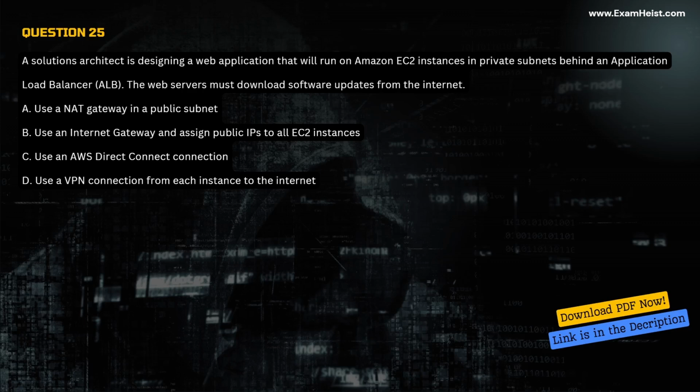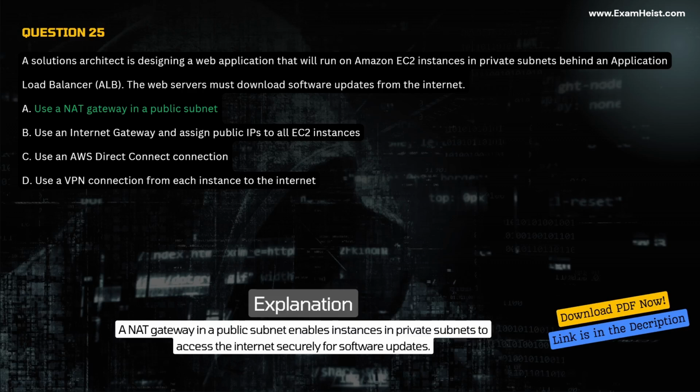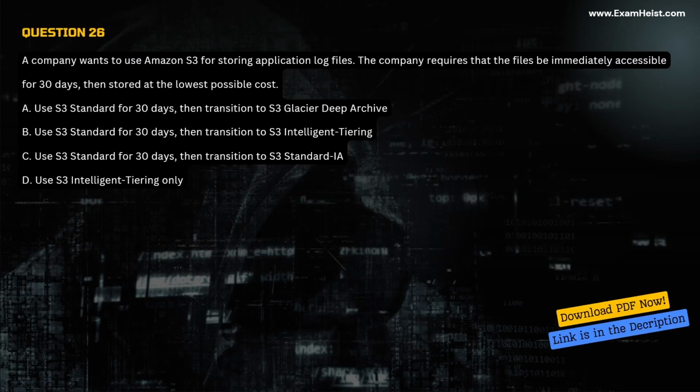A. Use a NAT gateway in a public subnet. B. Use an internet gateway and assign public IPs to all EC2 instances. C. Use an AWS Direct Connect connection. D. Use a VPN connection from each instance to the Internet. Correct answer A. Use a NAT gateway in a public subnet. Explanation: A NAT gateway in a public subnet enables instances in private subnets to access the Internet securely for software updates. Question 26. A company wants to use Amazon S3 for storing application log files.